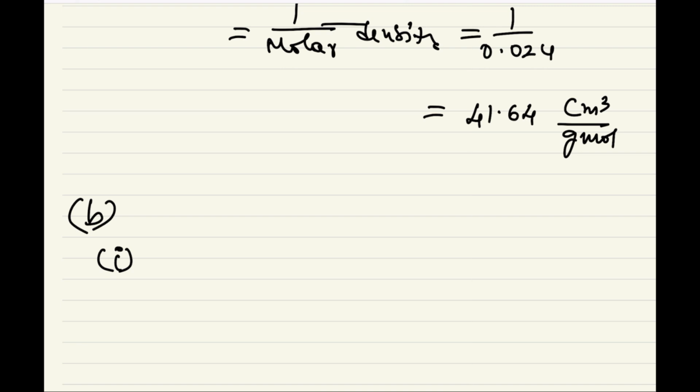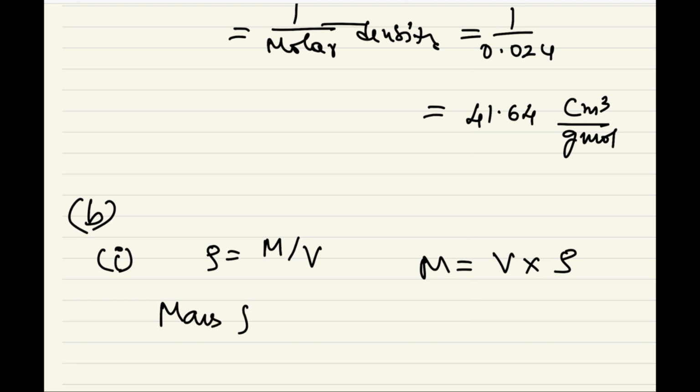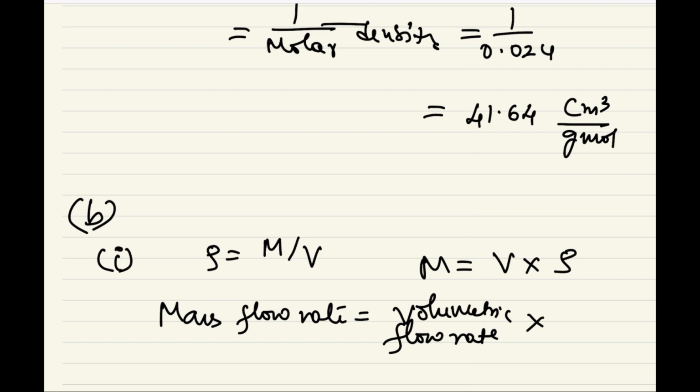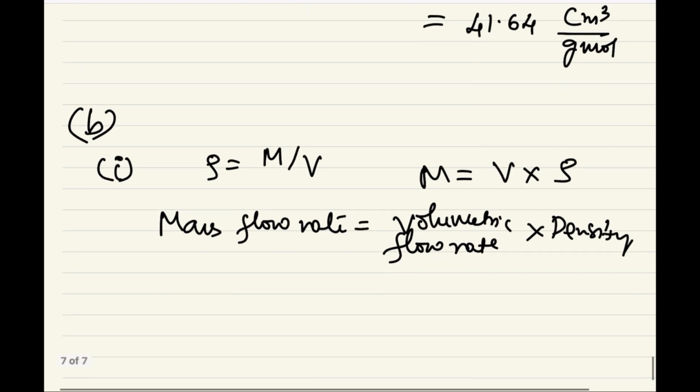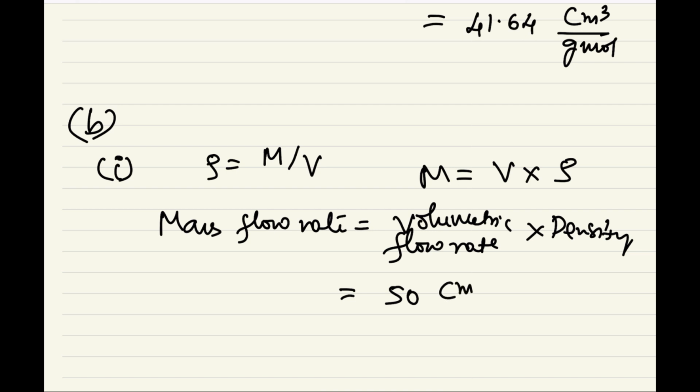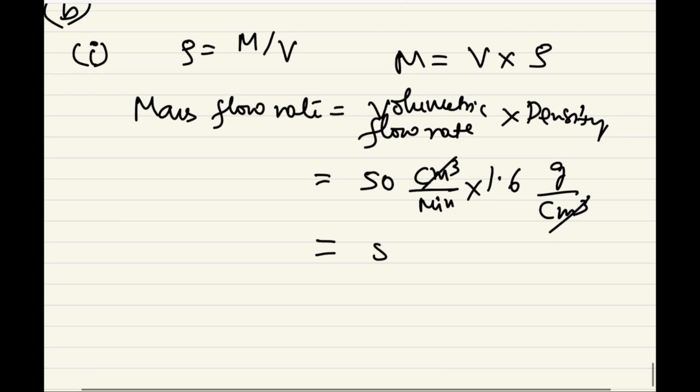We know that density is mass per volume, rho is equal to mass by volume. So mass is equal to volume into density. For a flow rate, we just take mass per time. So the mass flow rate is equal to volumetric flow rate multiplied by density. The volumetric flow rate given is 50 centimeter cube per minute multiplied by 1.6 gram per centimeter cube. Centimeter cube cancels, and you get 80 gram per minute.